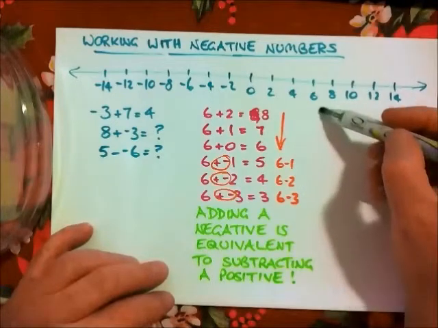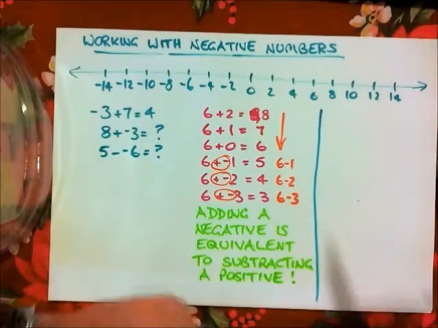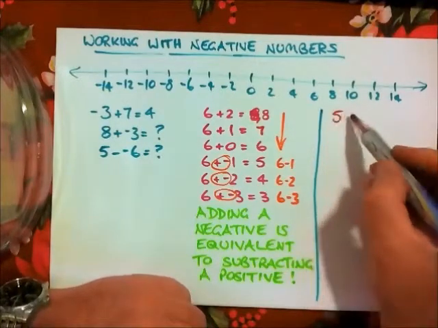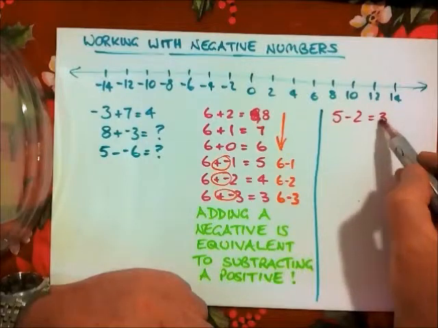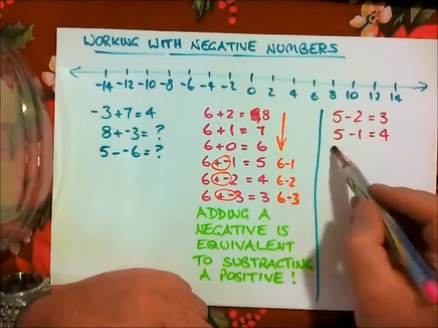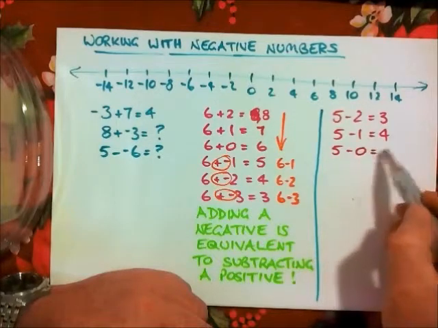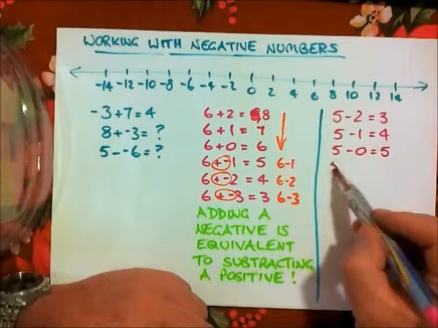We will again use patterns to help us here. Let's start off with 5 take away 2. And we all know the answer to that is 3. Now let's go 5 take away 1. Answer goes up. 5 take away nothing. Answer goes up 1 again. So as we drop that second number down, the answer goes up by 1.